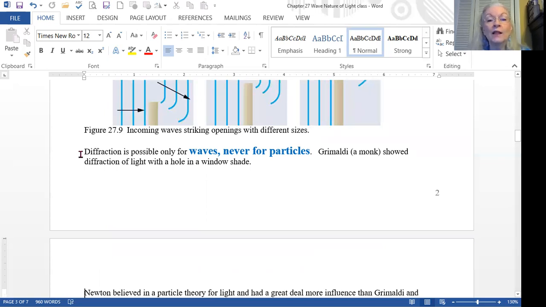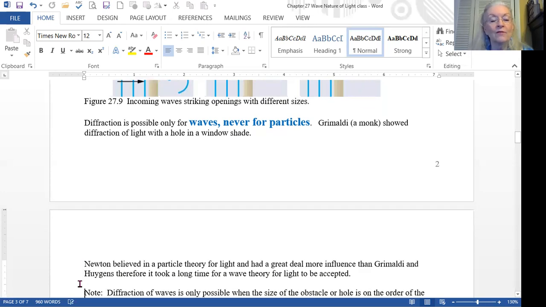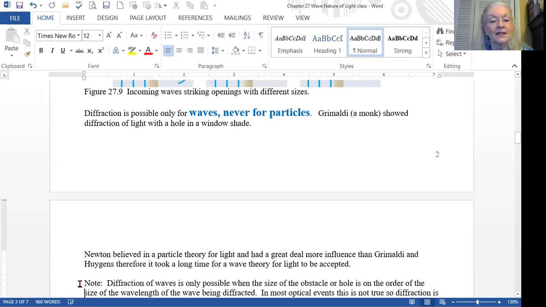Diffraction is possible only for waves, not particles. Particles, when they hit an obstacle, do not bend around it and make these little arc shapes. Grimaldi was a monk who showed that the diffraction of light was possible by using a hole in a window shade. Unfortunately, Newton was very popular at the time, and he believed in a particle theory of light and couldn't quite grasp that maybe light could act like two different things. And so it took years for a wave theory to be accepted because Newton was more influential than Grimaldi or Huygens.